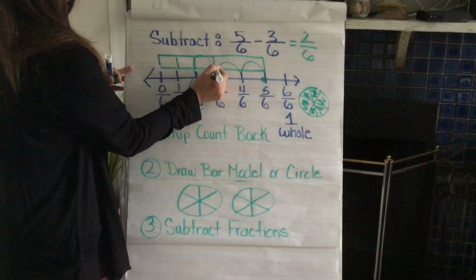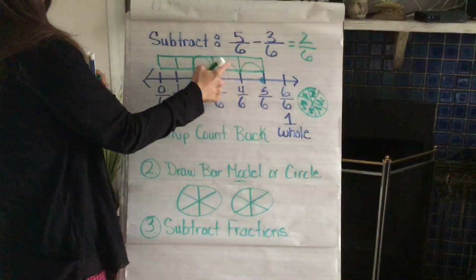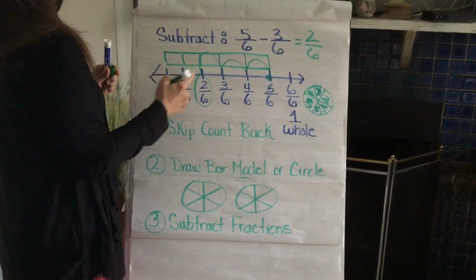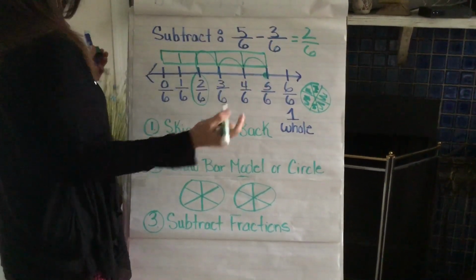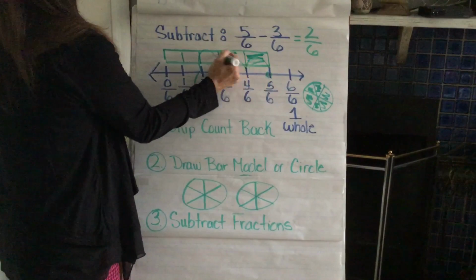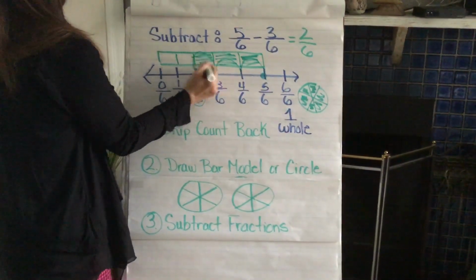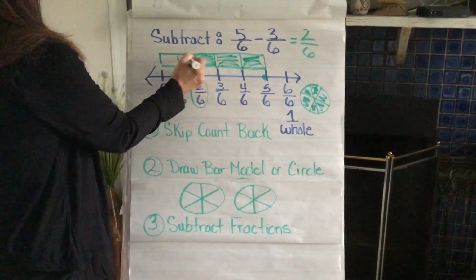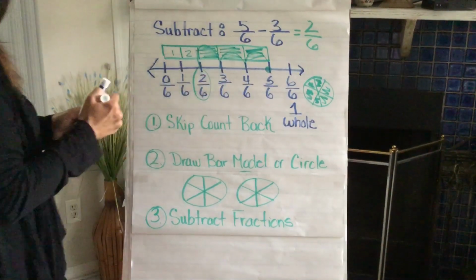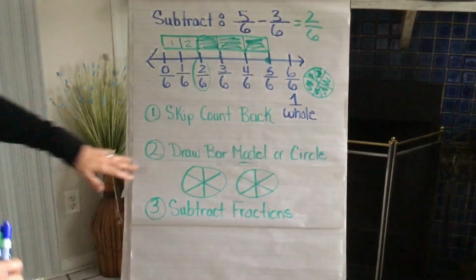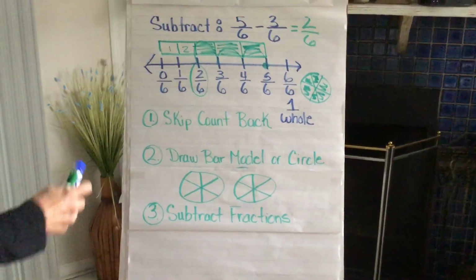Let's split it. 1, 2, 3, 4, 5. We have 5/6, and we want to take away 3, or subtract 3. So if we shade that, we take away 3, again, we're left with 2/6. Okay, also you can do that by using a circle model as well.